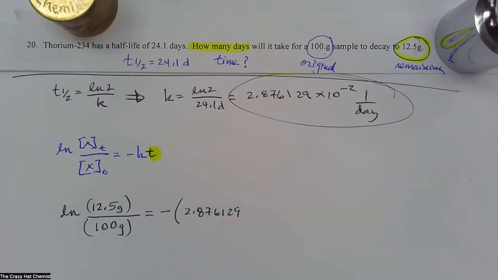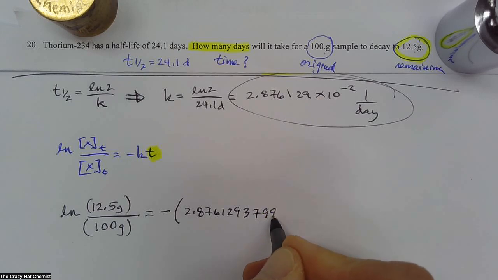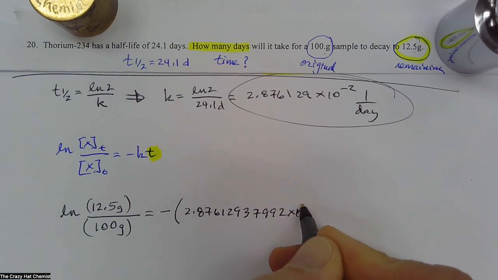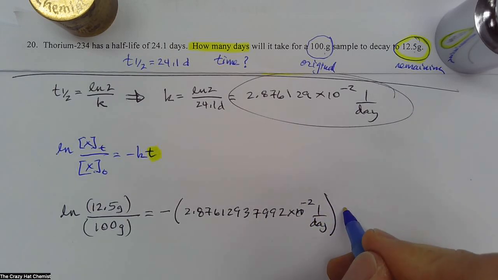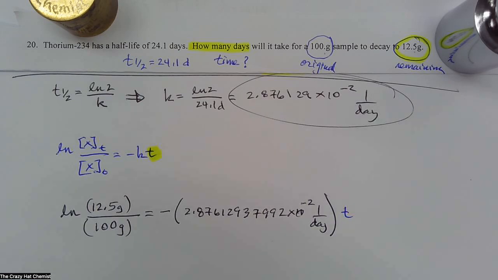2.876129, and I actually have that with more decimal places, 37992 times 10 to the negative 2 per day, and times t. That's what we're solving for, is t. So this is really simple. We're going to take the natural log of 12.5 divided by 100. Simple answer right there. Okay.